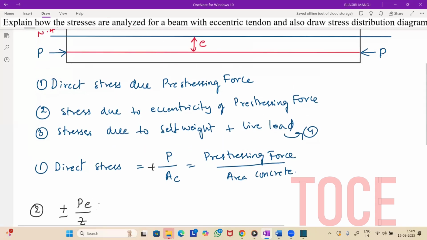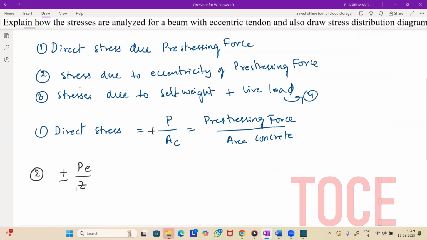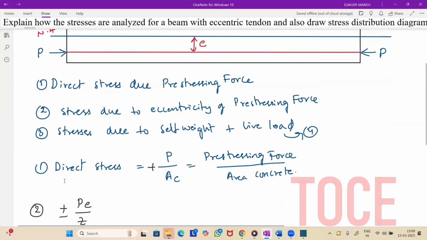Okay, we are calculating the second one, due to the eccentricity of pre-stressing force, right? So the pre-stressing force is located at some distance. So we need to take the moment at the distance. So the moment divided by section modulus will give the stress. Okay, and plus or minus represents where the stress you are calculating.